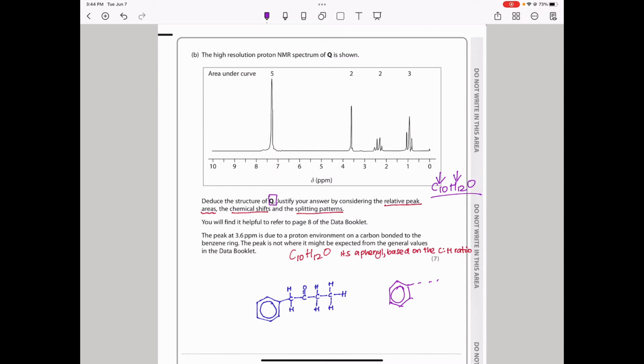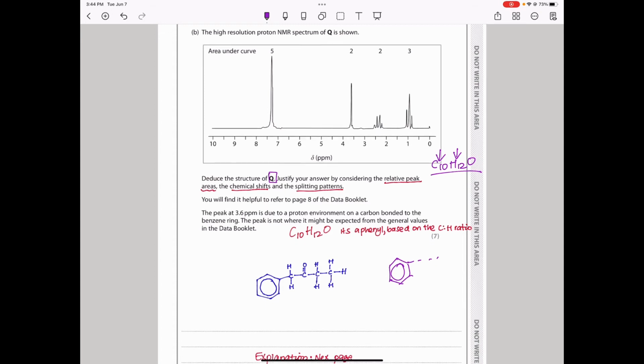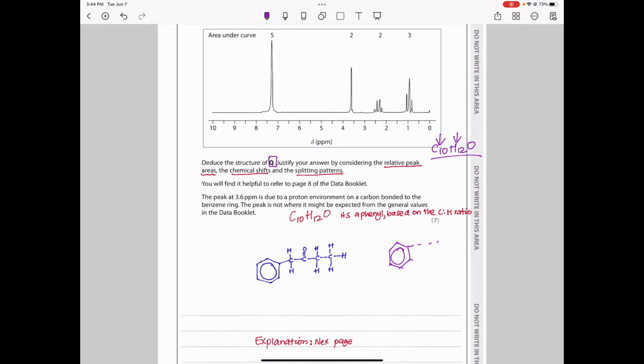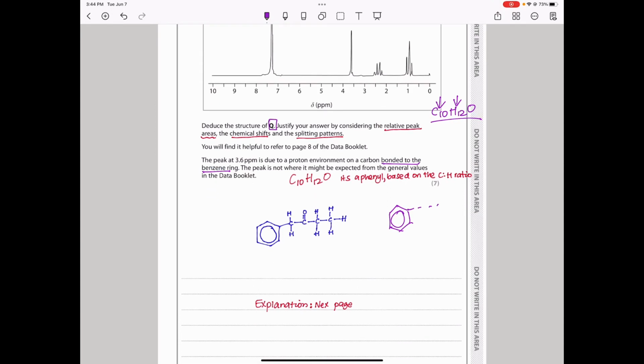We're going to look at the information shown. So they say deduce the structure of Q, justify your answer by considering the relative peak area, the chemical shifts, and the splitting patterns. You will find it helpful to refer to page 8 of your data booklet. So they say the peak at 3.6 ppm is due to the proton environment of a carbon bonded to benzene ring. They gave you more information here. And then the peak is not where it might be expected from the general values in the data booklet. So they've given us this, and then they wanted us to deduce the structure of Q.